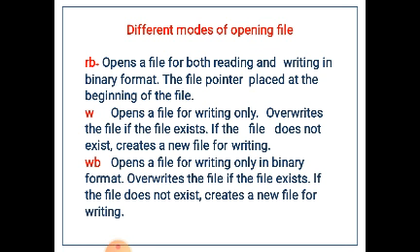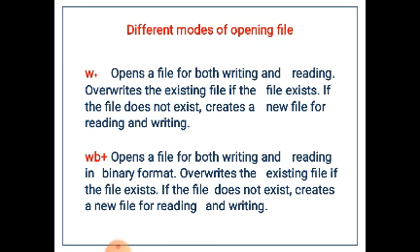WB. Here a file is opened for writing only in binary format. Similarly, as in W, it overwrites the file if the file exists. If the file does not exist, it creates a new file for writing.